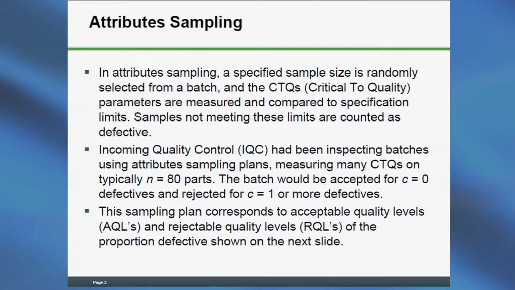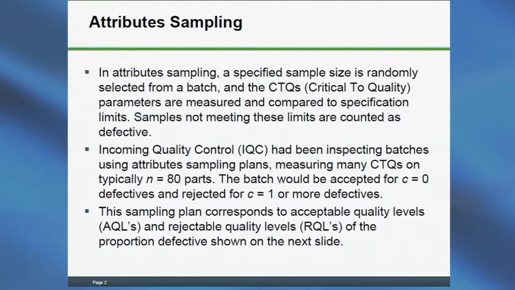So they were using what was called attribute sampling, basically taking a specified sample size, in this case 80, randomly selected from each batch that came in, and these critical to quality measurements were measured and compared to the specification limits. And if the samples didn't meet the specification limits, they were considered defective. They were allowing 0 rejects out of a sample of size 80. And if they were rejected, then the whole batch would be inspected.